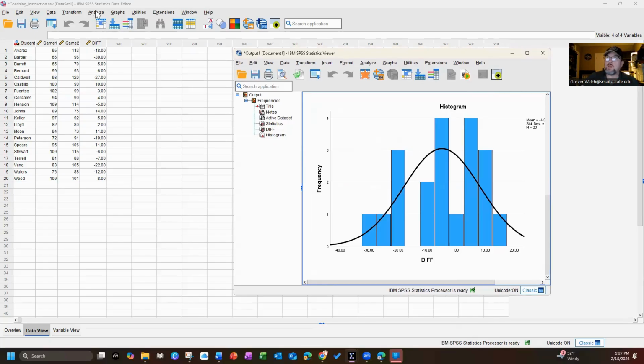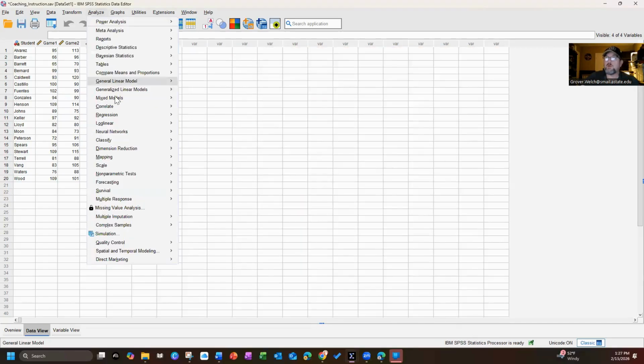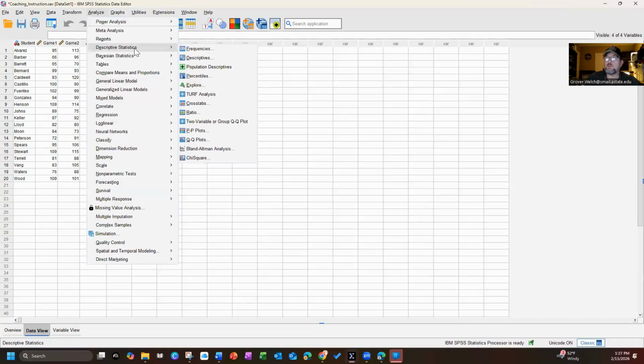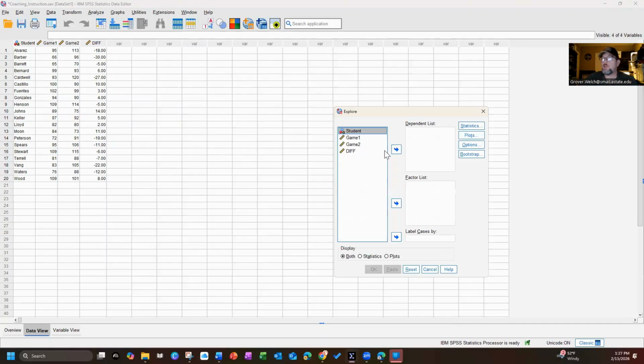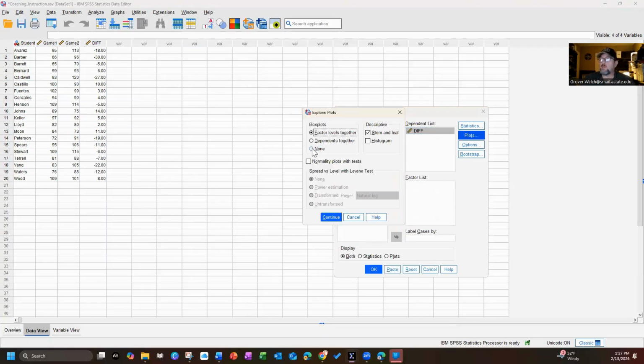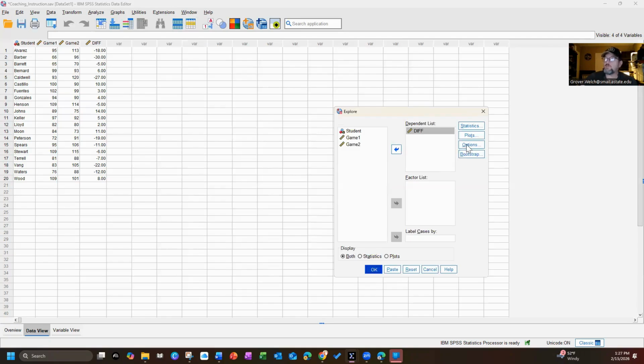So I'm going to go to Analyze, Descriptive Statistics, and I'm going to go down to Explore, and I'm going to run the same model again, but this time I'm going to hit Plots. I don't want either of these. I want a histogram. I don't need a stem and leaf. And I want the normality plots with tests, and that should give me my Shapiro-Wilk test. Hit OK.